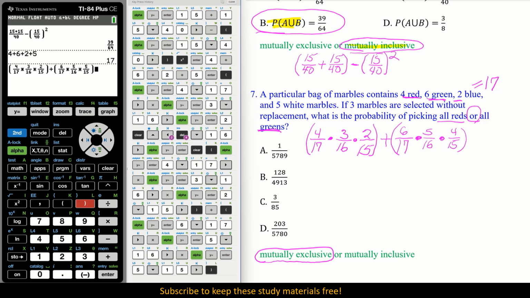And I like to close my parentheses. Oops, I see what I did. I pushed a 5 instead of 4. It's always good to arrow all the way over and get a good look at it. Let's make sure I did this. 6, 5, 4, 17, 16, 15, 17, 15, 16, 4, 3. Okay, well, I'm good now. Okay, let's push enter. And that is 3 over 85, which is option C. All right, good. Now let's go to number 8.